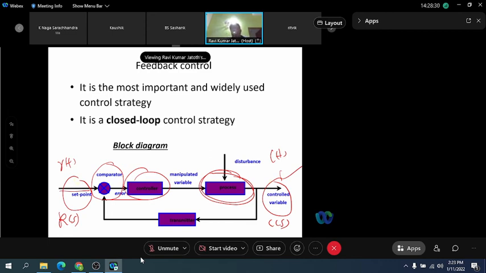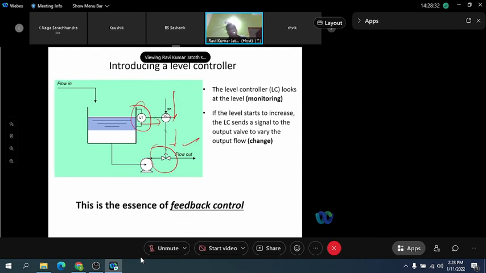Okay. So now if you try to see this particular example, what is the objective here? To maintain the liquid level at a constant, right? Constant height, so liquid level height.